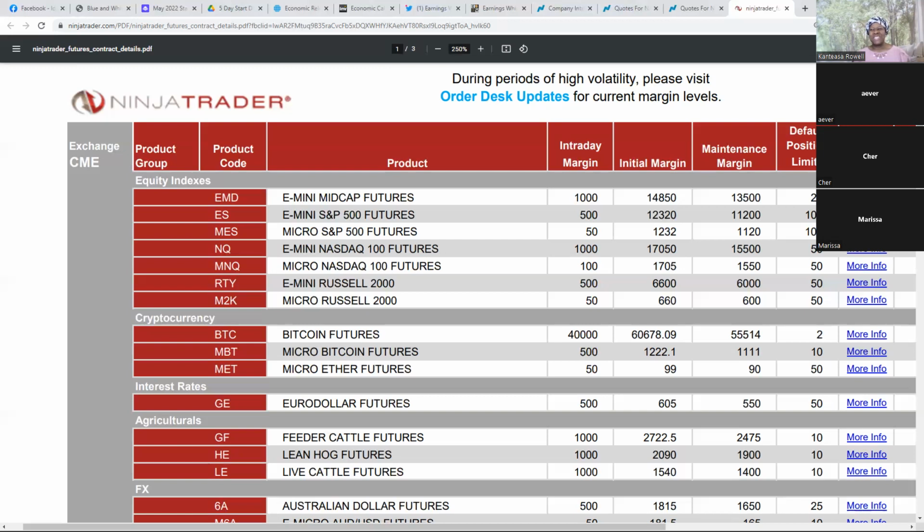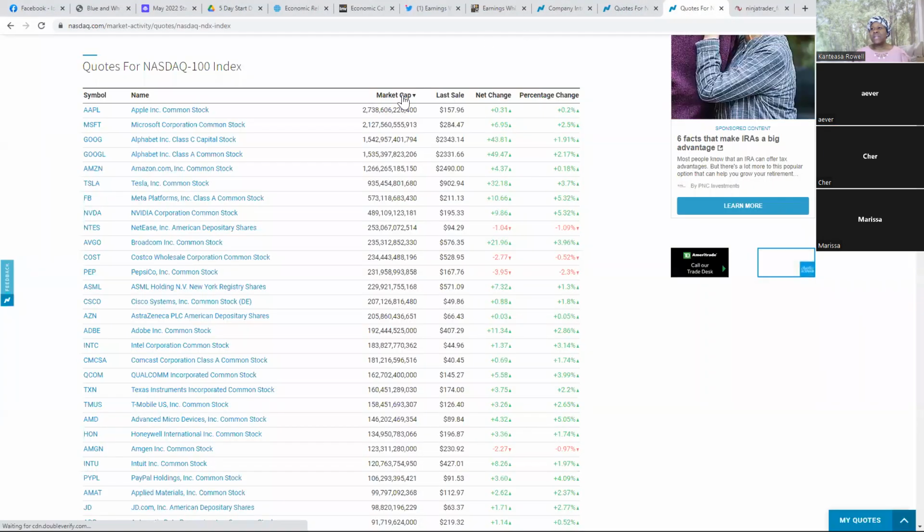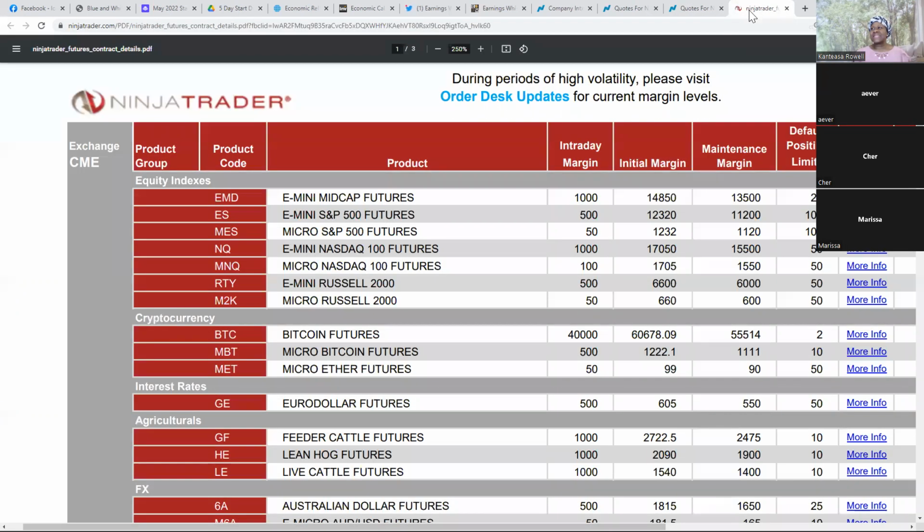Okay, how are we doing over there? Trying to figure out how to sort it from highest to lowest to get the top five. Okay, if you click on market cap. Oh, okay. You did show us that. So market cap. And that's on NASDAQ.com. Okay. Go back to that.